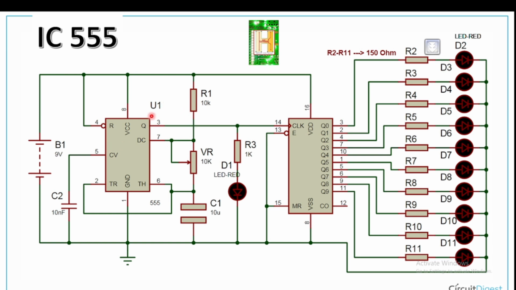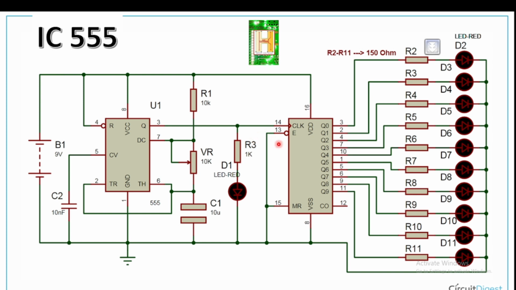In this, you can find pin number 3, which is the output of the IC555. It is given to pin number 14 of the decoder IC. This output of the IC555 is controlled with a VR, which is a 10 kilo ohm pot. As you increase and decrease this pot, the output frequency of IC555 is changed. So if you increase the frequency, the clock cycle also goes on increasing.